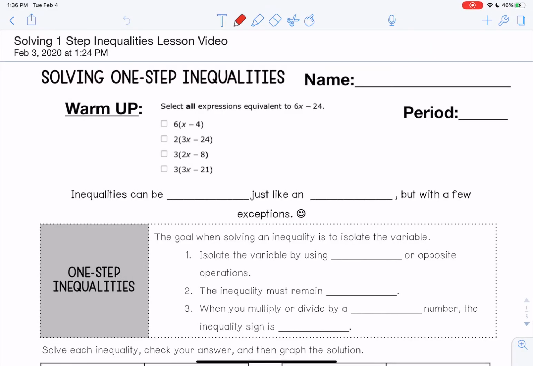Hi, this is Mrs. Rodrigues with Solving One-Step Inequalities. So first let's take a look at this warm-up. The warm-up says select all expressions equivalent to 6x minus 24.